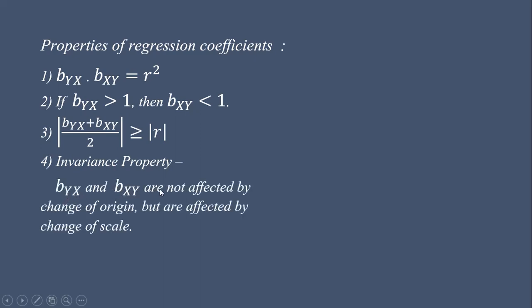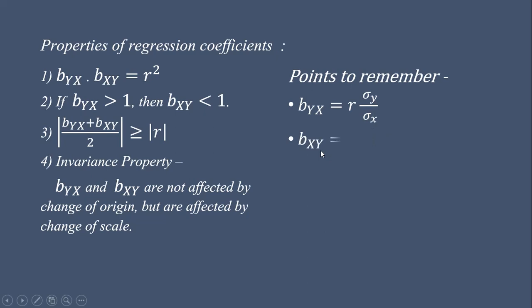Byx and bxy are not affected by change of origin but are affected by change of scale. So we will see this property while solving the first example. Now we have to remember these points. First, byx is equal to r into sigma y upon sigma x. Similarly, bxy is equal to r into sigma x upon sigma y.